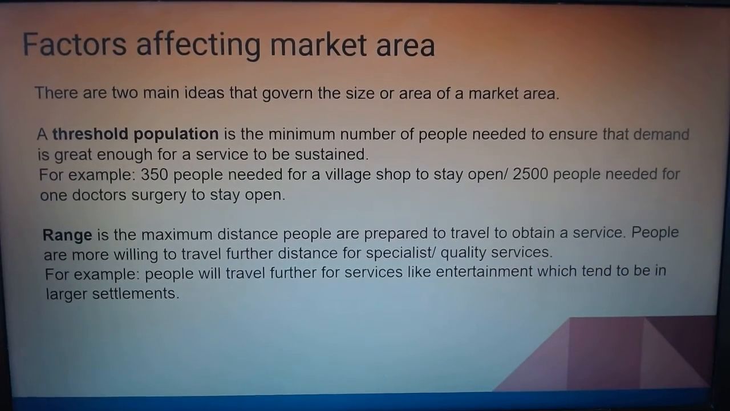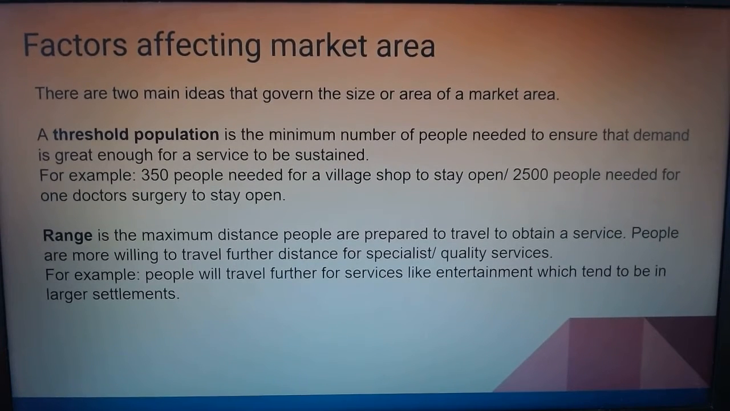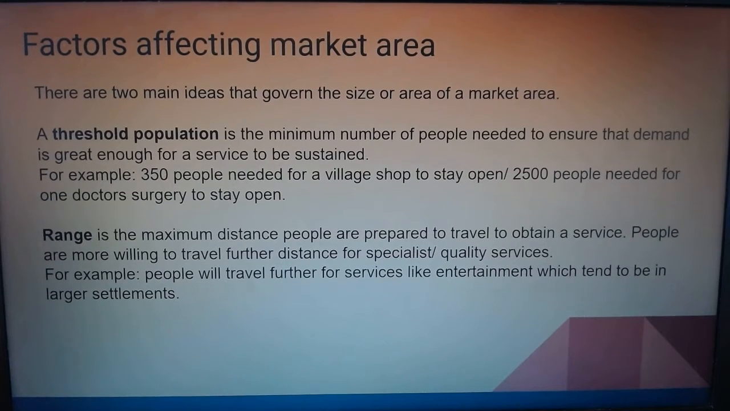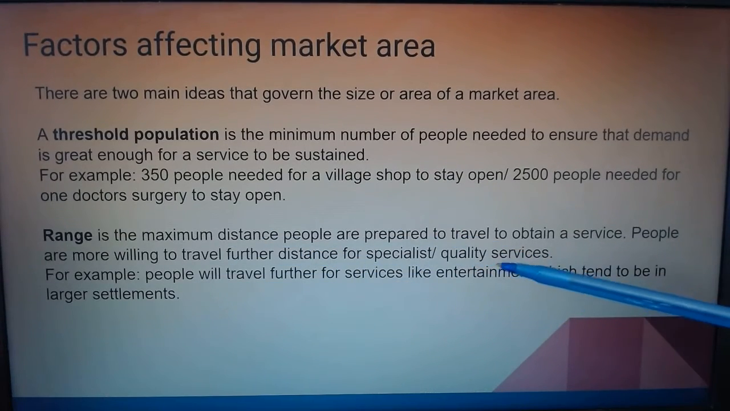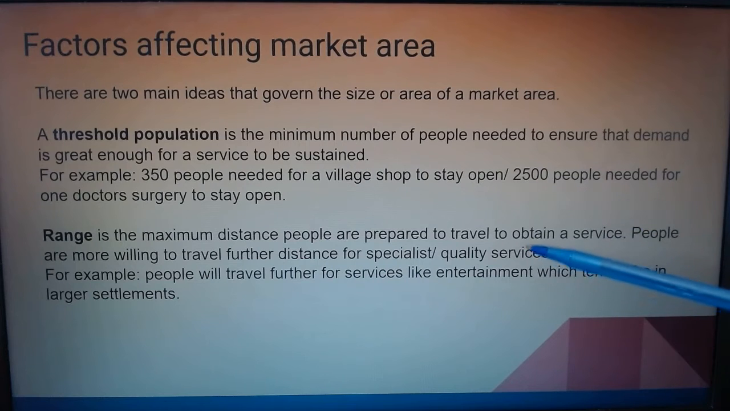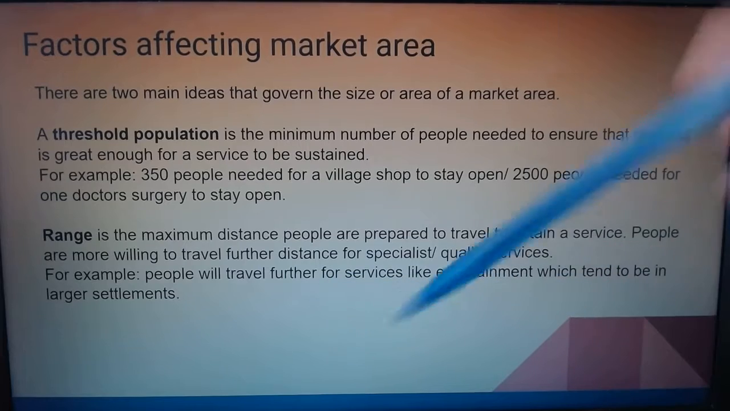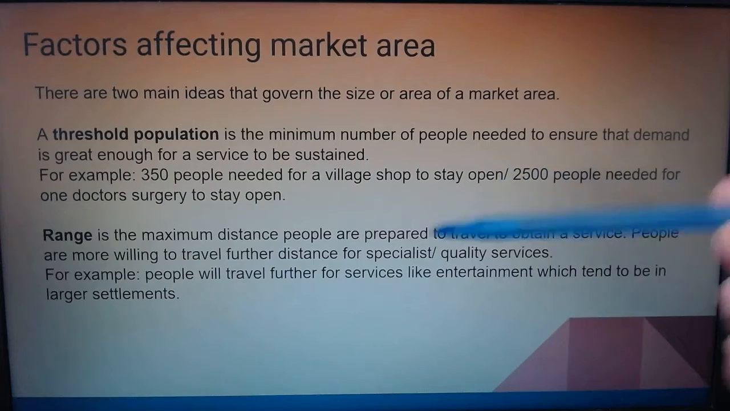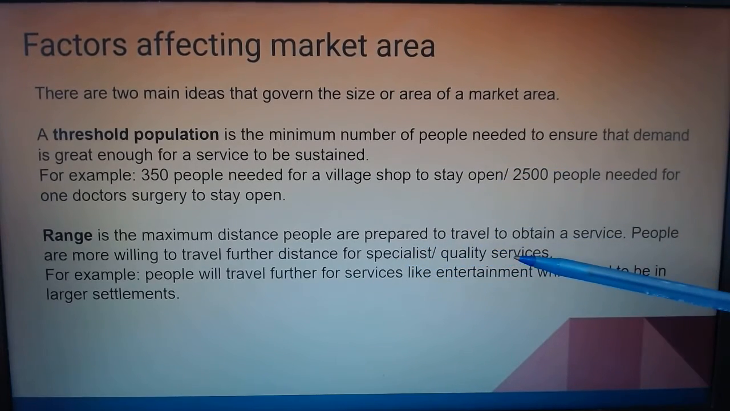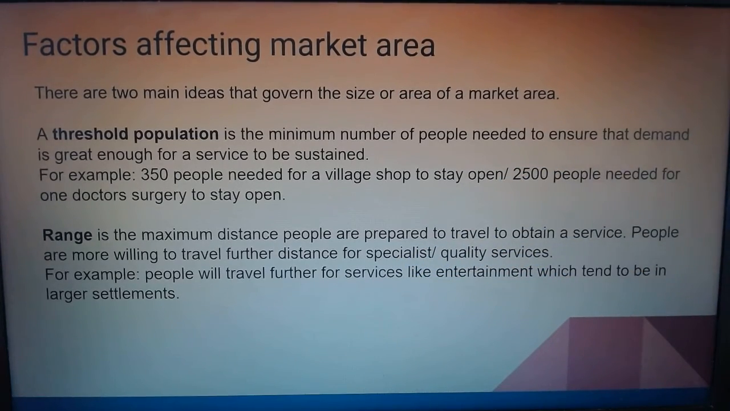So people will not drive 4 hours to go to a small shop. All right, they won't drive 4 hours to go to a chemist. People are more willing to travel further distances for specialist or quality services, and they are usually only provided by large cities. Okay. So this again affects the influence of a place. If we have a huge big city like London, for example, it will have the most specialist services. So people will travel from much further away to come there to get those services.